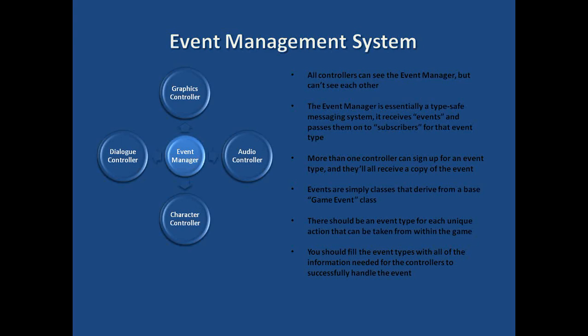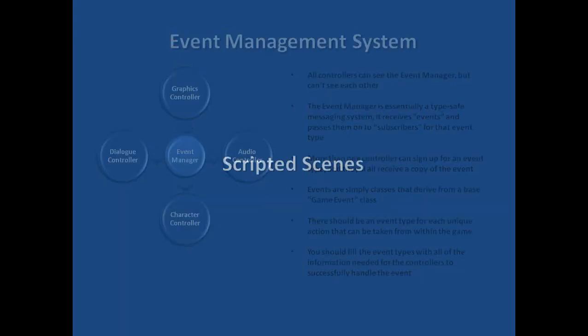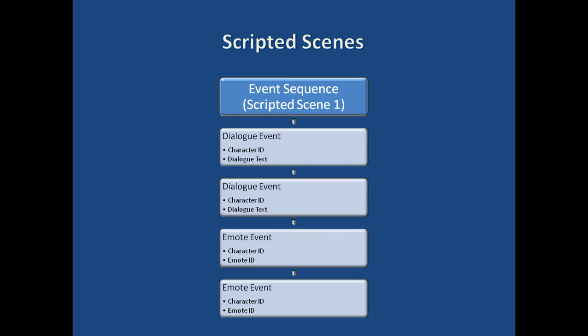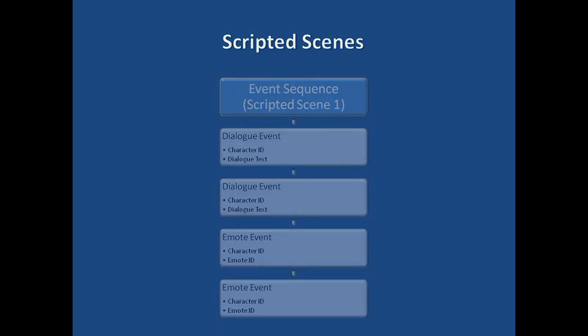So far so good, but how are scripted scenes handled in the game? A scripted scene is a series or sequence of events that occur one after another in an automated or semi-automated fashion. Imagine a dialogue in the game. One character talks to another, the second character talks back. They both laugh, and then control is handed back to the player. Even something that simple is a scripted scene. But how is that information stored in the game?